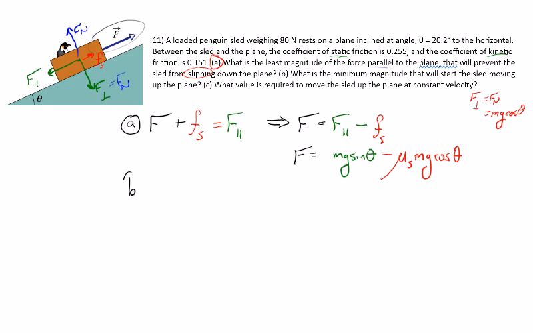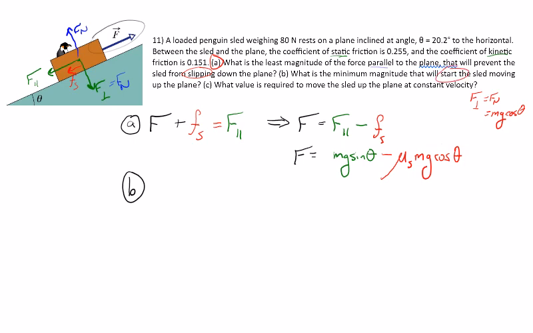Part B is a little bit different. It says, what's the minimum force that will start the sled moving up the plane? So here's what happens when that occurs. Originally, friction here is helping me out, but when I start pulling it and I actually want to move it up the plane, friction is no longer going to be acting in that direction. Friction is always opposing the attempted motion. Now friction is going to suddenly be acting in this direction. And it's going to be static because I want to start the sled moving.